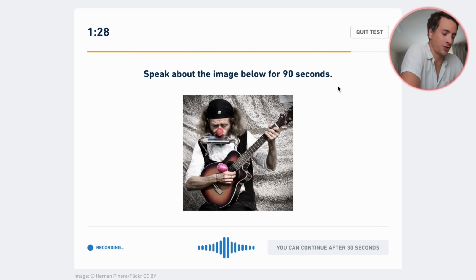This image shows a clown who is playing a guitar and a harmonica. I can tell that this man is a clown because he is wearing a bright red clown nose. Otherwise, his attire is somewhat normal, or at least his attire is not the typical kind of clothing worn by a clown, which is usually very bright and colorful.